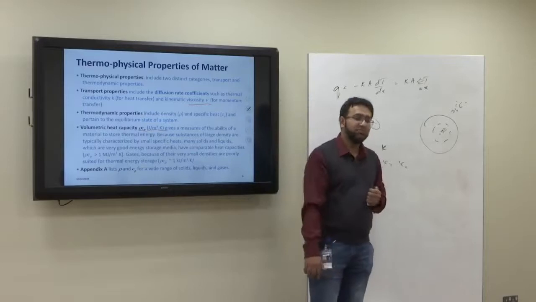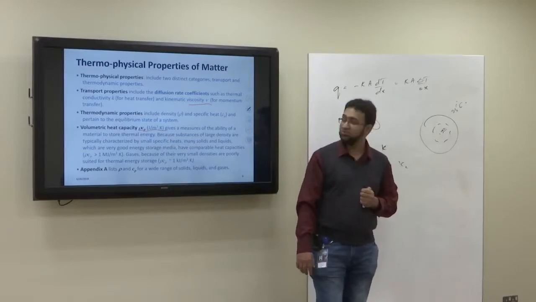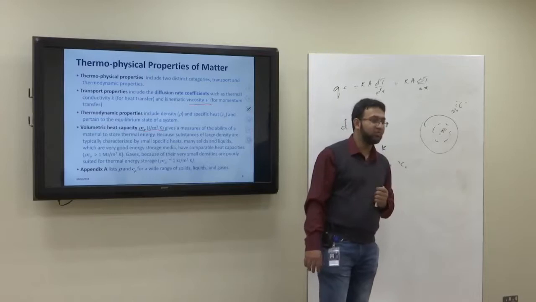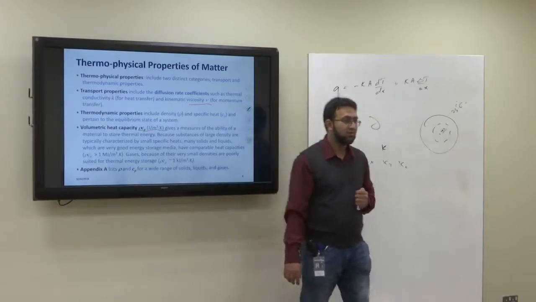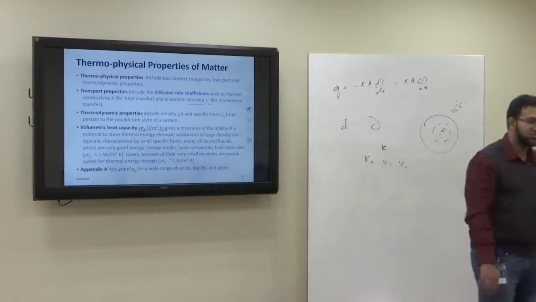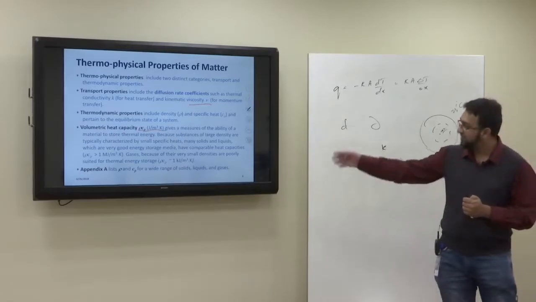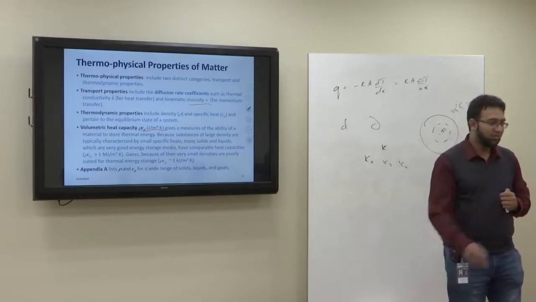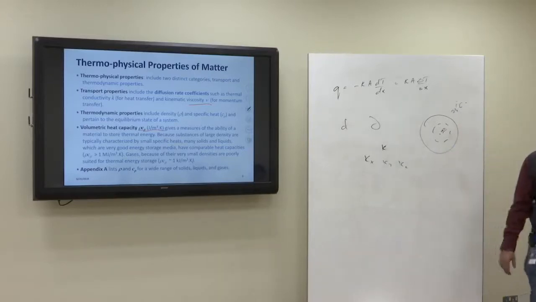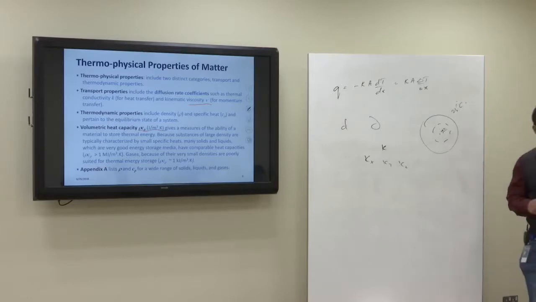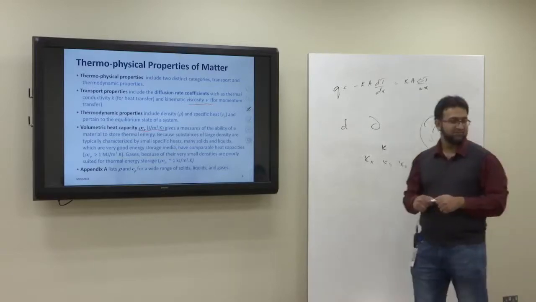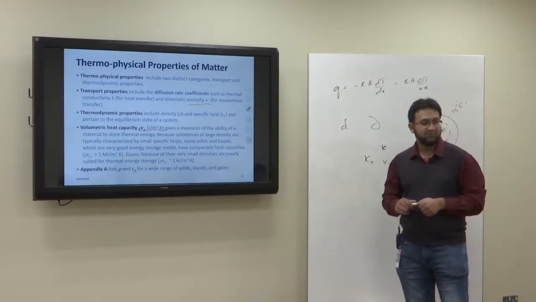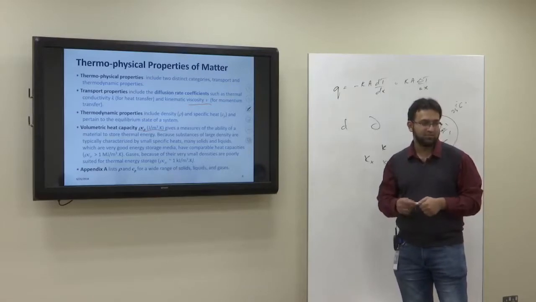Suppose I give you in the exam, a 2 marks question: prove that the unit of volumetric heat capacity is joule per meter cube Kelvin. How will you prove that? Now do it. Put the units and prove.